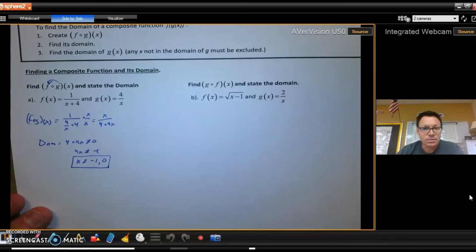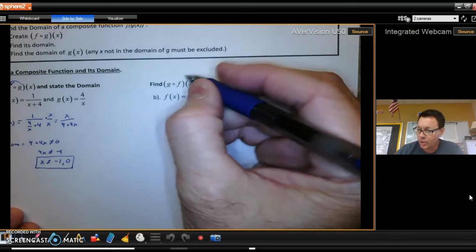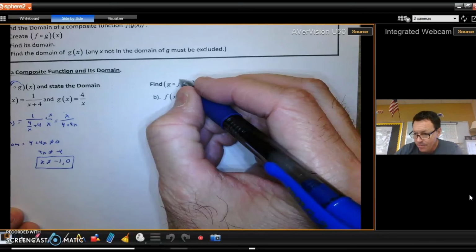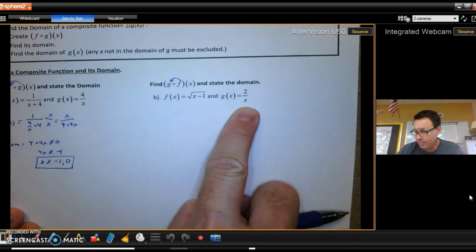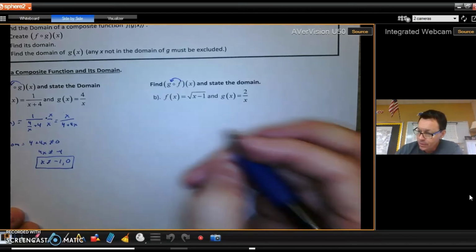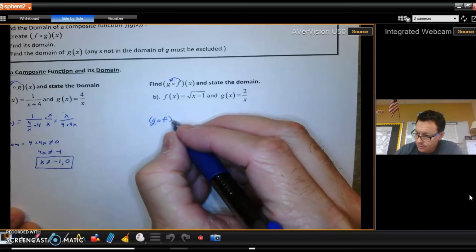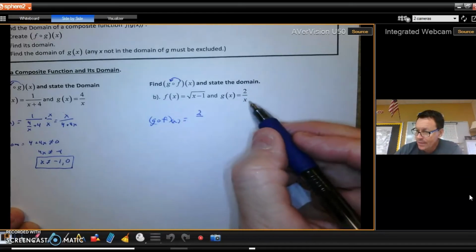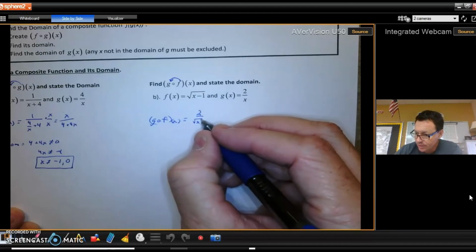Now, look at the next one. Next example. This one says find g of f. Okay, so remember the order. G of f means we are plugging function f into function g. So that function is going to get put right there. So g of f is going to be 2 over, and then we're going to replace the x with this whole function, the square root of x minus 1.